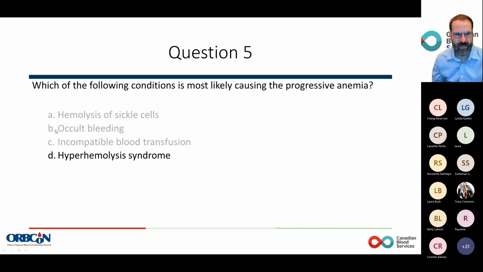Same kind of rationale for occult bleeding. It's a pretty rapid decrease in hemoglobin for occult bleeding, and we have evidence of hemolysis in the question stem, so that wouldn't really be explained by occult bleeding. And then the incompatible blood transfusion: for all of the units that were given, it was emphasized that they were all cross-match compatible, so we're not expecting any incompatibilities that were known beforehand. I guess they were potentially incompatible transfusions because of the delayed hemolytic reactions, but they weren't incompatible by definition at the time they were given. So hyperhemolysis is the best answer for this one.